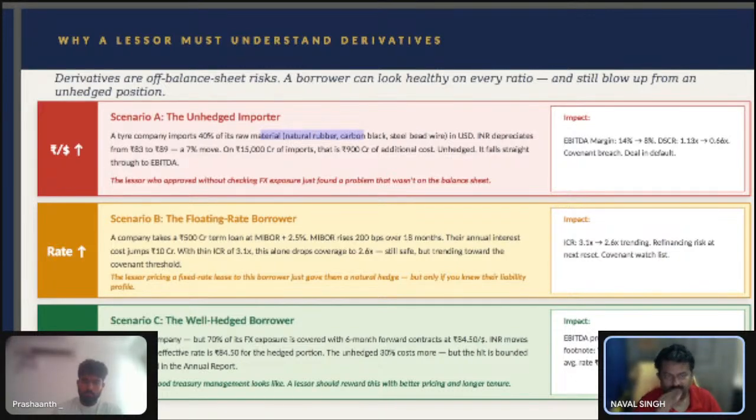Similarly, there's something called a put option. What is a put option? Suppose you come from an agriculture family, you are a farmer, and you produce 100 kilos of wheat every month, or 100 kilos of paddy every month. So you produce 1200 kilos of paddy in a year. You know that the current price of paddy per kg is around, say, 30 rupees.